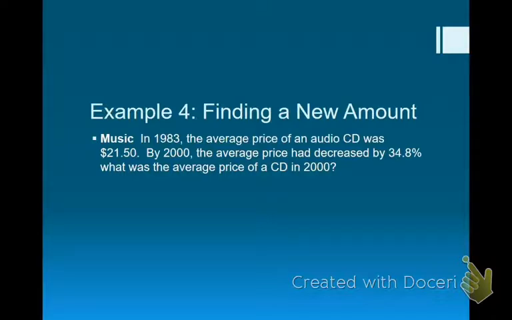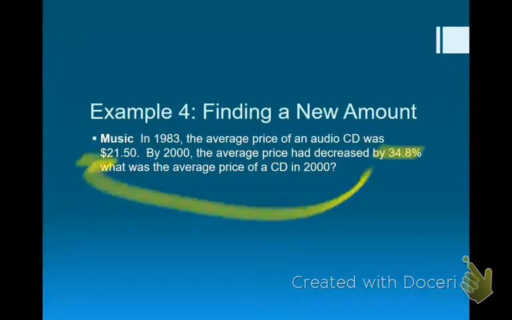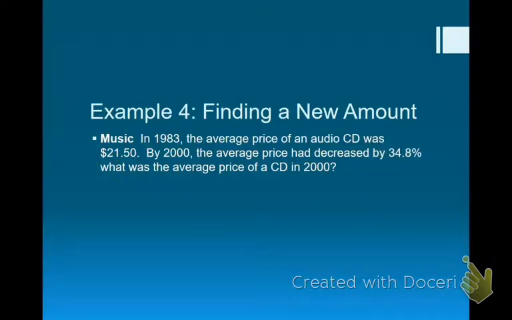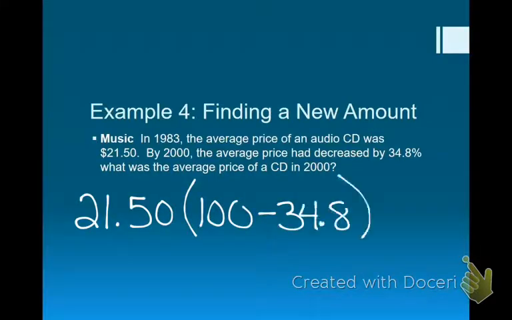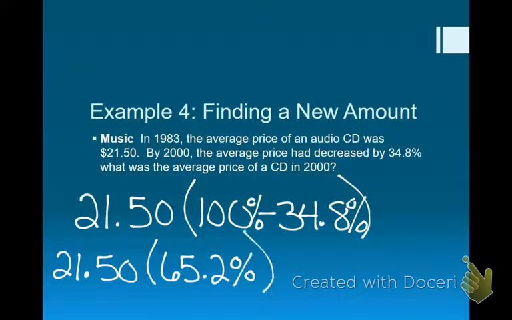So in example 3, we changed the percent to a decimal and multiplied by the original. You guys remember that? Okay. Instead of doing that, I'm going to take my original amount and subtract my percentage. Remember, these are percentages. This is important. I'm going to subtract my percentages from each other. So what's 100 minus 34.8? What's that going to be? 65.2. Okay?